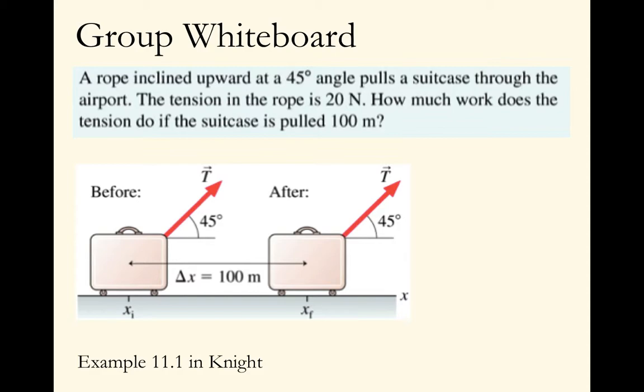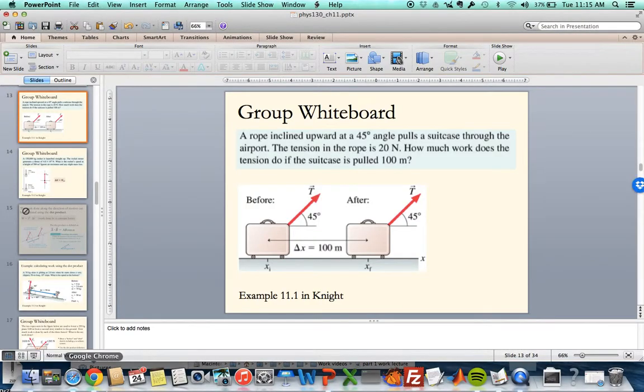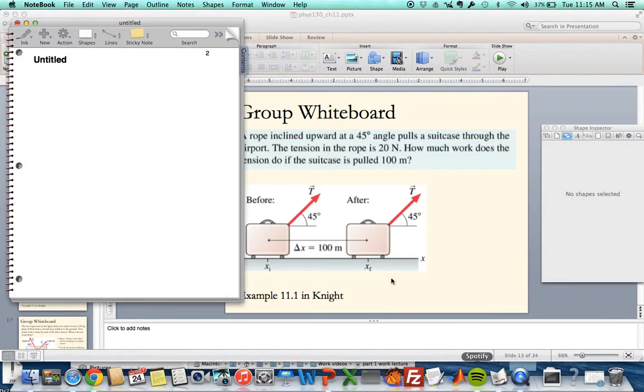One thing to think about with this problem is that we only have work in the direction of motion. We can see here that our tension has both an x and y component, but our motion is only in the x direction. So we're only going to want to consider the component of the tension that's in the direction of motion. Looking at this picture, that would be the x component of tension, so T cosine 45 degrees.